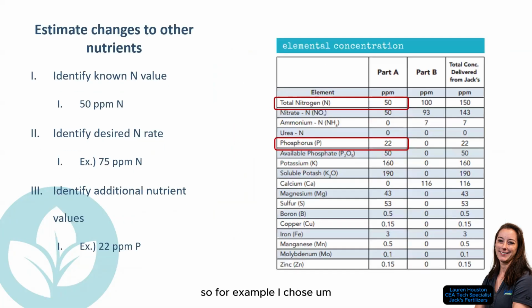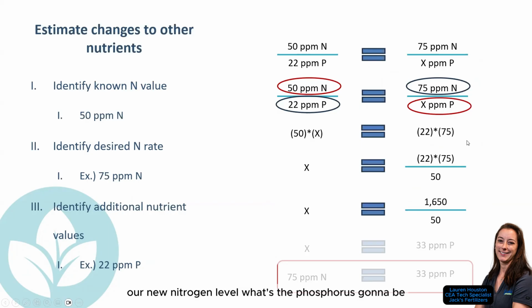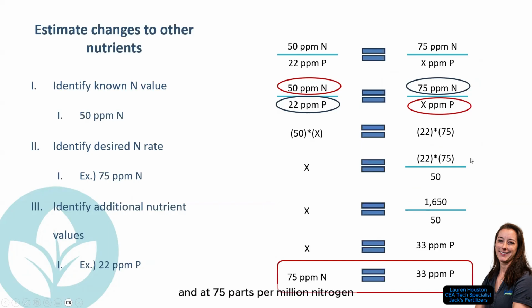So for example, I chose phosphorus just to see if we increase the nitrogen from 50 to 75 parts per million, how much is the phosphorus going to increase if it feeds at 22 parts per million when we mix at 50 parts per million nitrogen? For this, it's the exact same thing. We're just going to cross multiply like we've been doing. Easy peasy, lemon squeezy. We have our nitrogen and our phosphorus levels, our new nitrogen level, what's the phosphorus going to be? We calculated it out. And at 75 parts per million nitrogen, we're going to see a rate of 33 parts per million phosphorus. So nitrogen increases, phosphorus also increases.